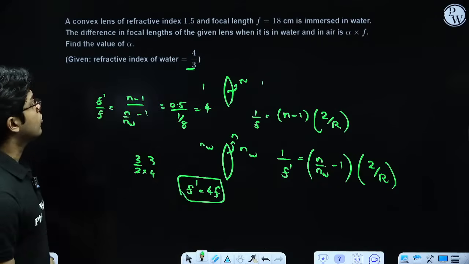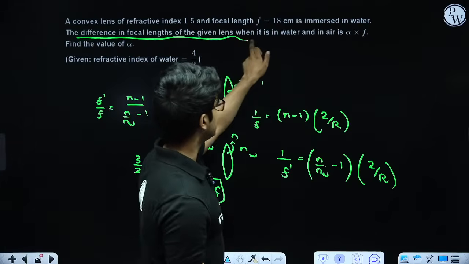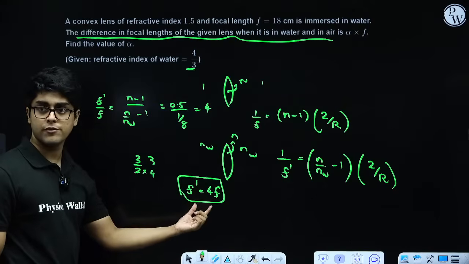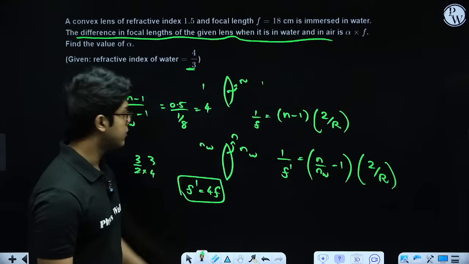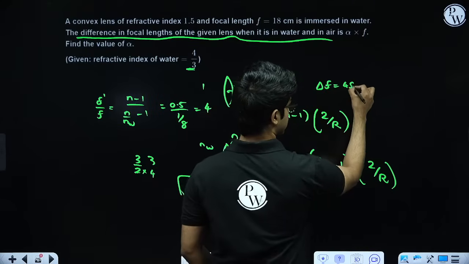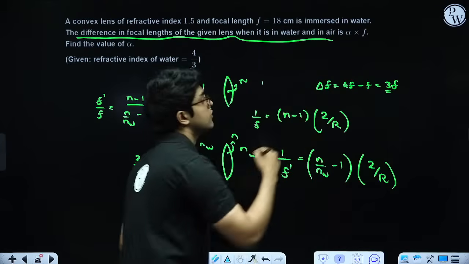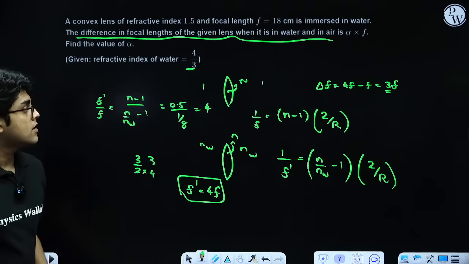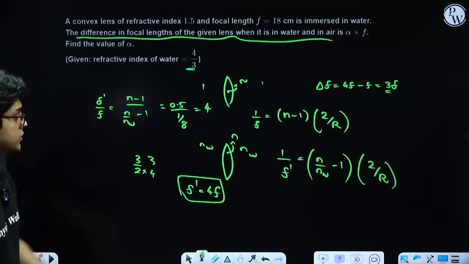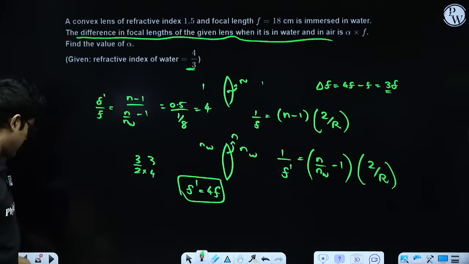Now the question they asked is, what is the difference in focal length of the given lens when it is in air and water? When it is in water, it is 4f. When it is in air, it is f. So the change delta f is 4f minus f, which is actually 3f. So this is what they're asking, the factor 3. That is the answer for this question. All right, so I hope that is clear.